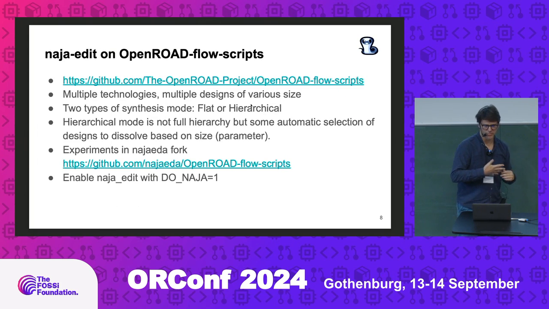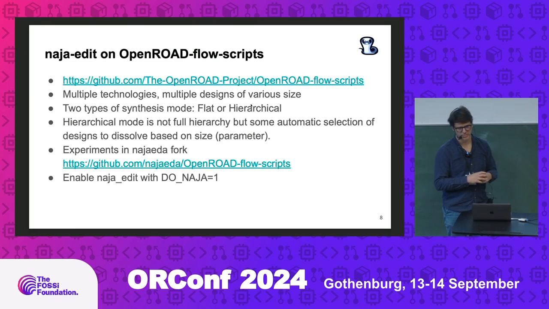So we are carrying out multiple experiments. The main one recently is to use, I don't know if many people are aware of this repo, it's associated with OpenROAD. It's called OpenROAD Flow Scripts. It has multiple technologies and multiple designs that you can run to experiment with OpenROAD. In this repo, there are many settings. Here, I'm not modifying any settings.